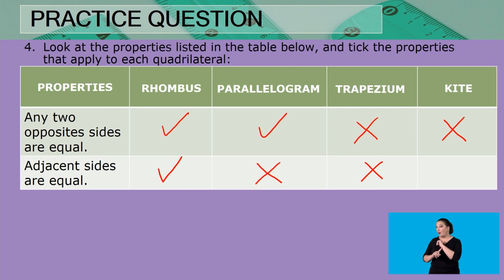And then lastly, what about a kite? Does a kite have adjacent sides that are equal? Yes, we can say that it does have adjacent sides that are equal. In fact, a kite has two pairs of adjacent sides that are equal. So that is how we can describe the properties of our quadrilaterals when it comes to the sides and to the angles. But what about those diagonals?